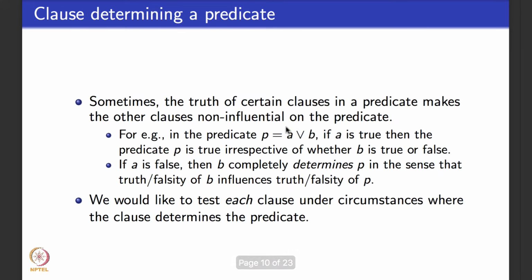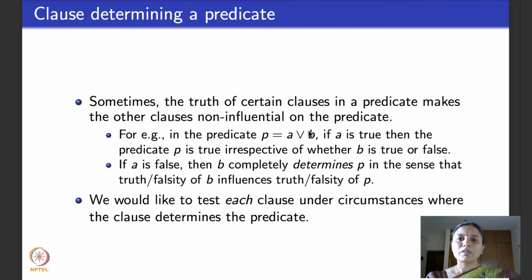So if I take, for example, this one, the first thing I have done is that I say I want to focus my attention on the clause A. When I want to focus my attention on the clause A, I make A the major clause. When I make A the major clause, B becomes the minor clause. And when I make A the major clause, I want A to determine P. For A to determine P, B should be made false.